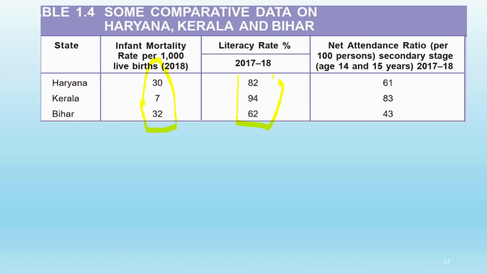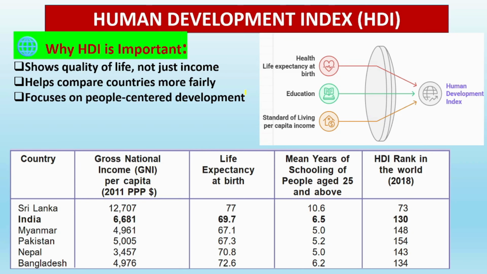Compare these three figures also. Kerala has the highest number of people able to read and write. So compared to the other two states, Kerala is well developed. In this manner, we can estimate the development of any state or any country based on these non-income parameters also. Human Development Index.